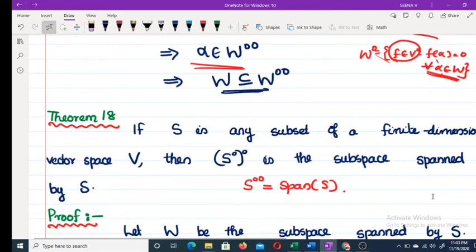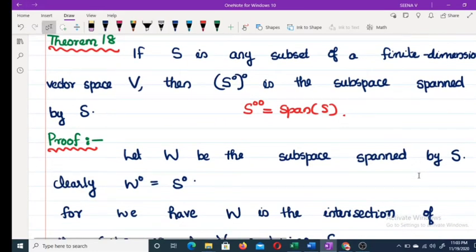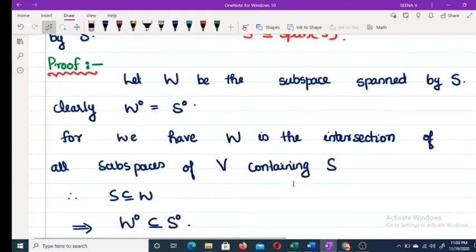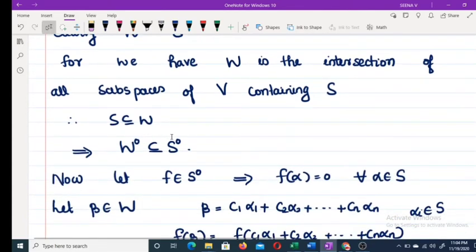Now we are assuming let W be the subspace spanned by S. Then clearly W naught is equal to S naught. So we'll check how we get W naught equal to S naught. We have W is the intersection of all subspaces of V containing S. Every subspace of V containing S is considered in the intersection. So clearly S is contained in W. Therefore by our previous result, W naught is a subset of S naught.